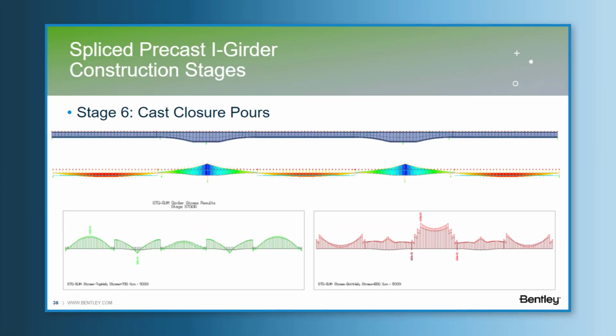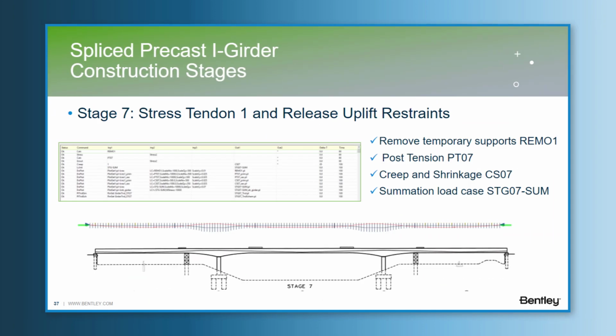Here we can see in the stress diagrams, and mainly for the bottom fiber at right, we can clearly see the difference in stress results at the beginning and at the end of this construction stage, stage 06, due to the 20 days of creep and shrinkage effects. Stage 7, stress tendon 1 and release the uplift restraints. Now we are removing the temporary supports for the shoring towers by using the load type demo and installing the first continuous post-tension tendon on the concrete girder. Consider the creep and shrinkage too.